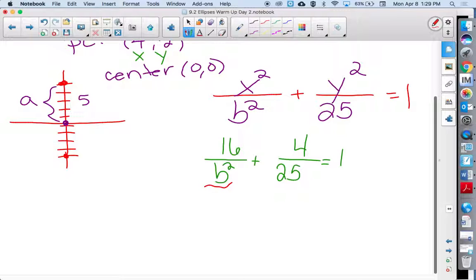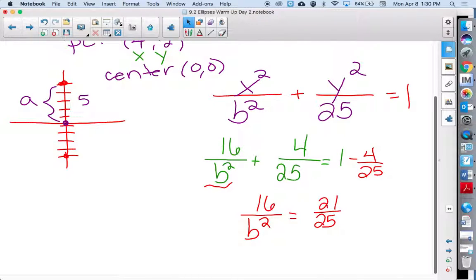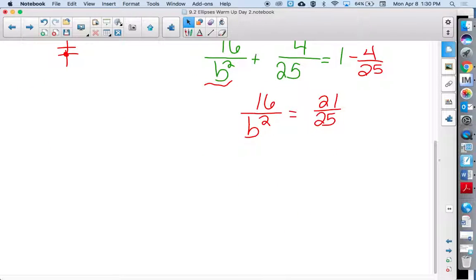The goal is to find b squared. So to solve for b squared, what would you do, Chelsea? Subtract 4 25ths. Yeah, take 4 25ths to the other side, trying to get the term that contains the b squared by itself. So 1 minus 4 25ths is? 21 25ths. And then to solve for b, you could cross multiply, because that's how you can get one value equal to the other to get the b by itself. Just cross multiply. So 16 times 25, 21 times b squared.